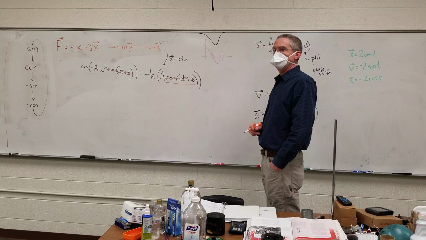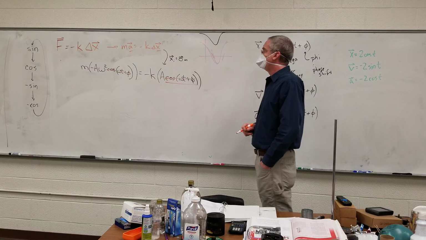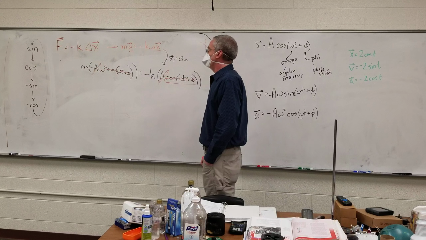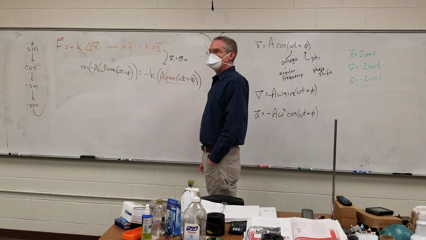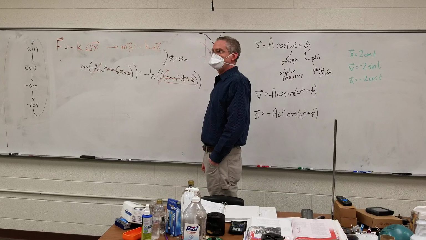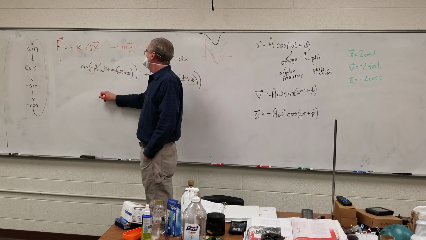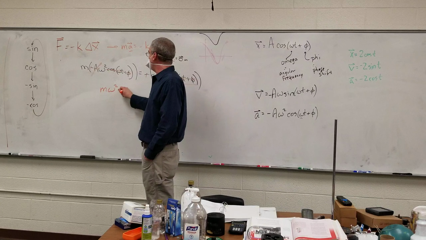Let's see. Get rid of 1A. Yep, 1A. We get rid of one more thing. The negatives. And so what we're left with on the left-hand side is m omega squared, and on the right-hand side, k.